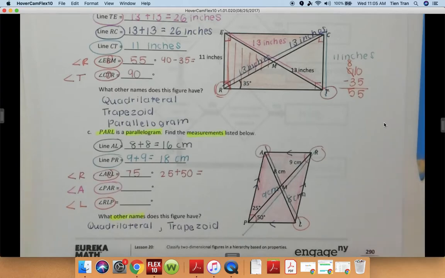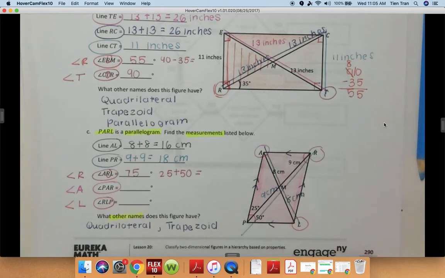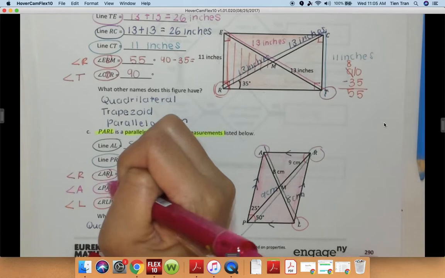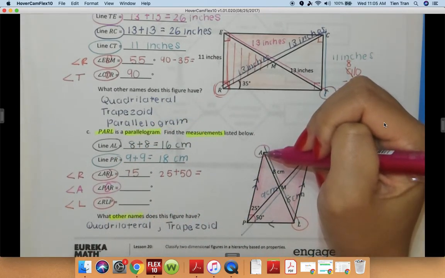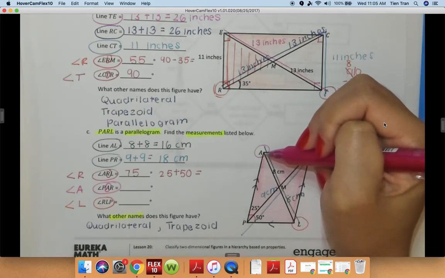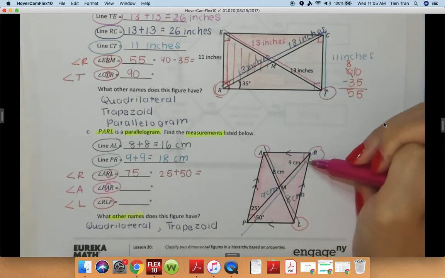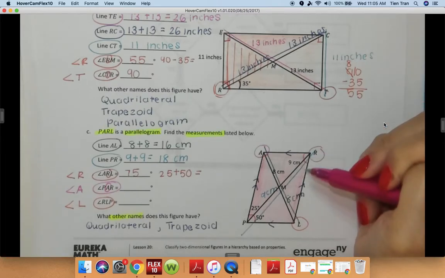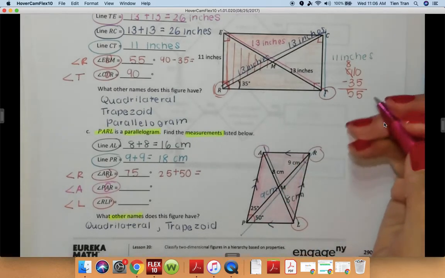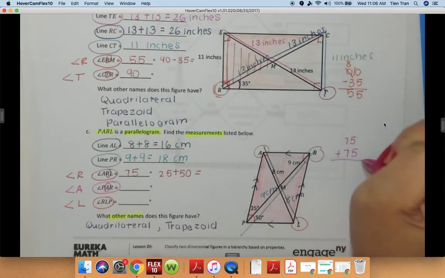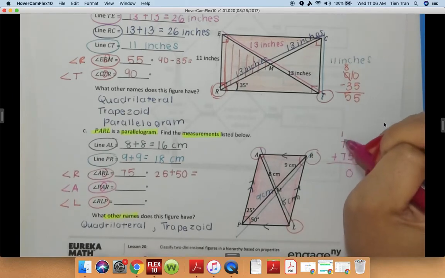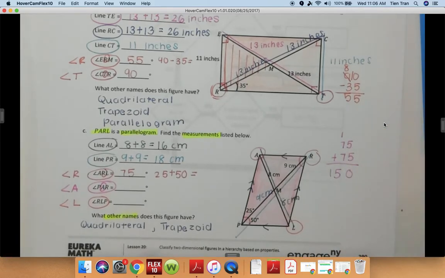Now, angle PAR. So I have angle PAR right there. I know that the second letter is A, so I'm looking for angle A. Okay, so I have angle A right here. And to figure out what angle A is, I'm going to subtract. I know that this is 75 degrees and this one is 75 degrees. So I know that 75 plus 75 is equal to 150 degrees.